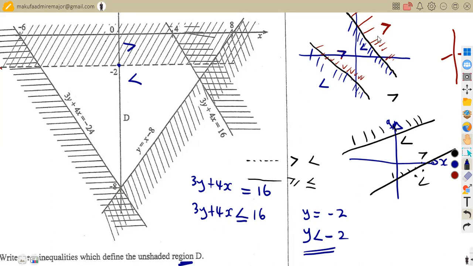If you know this idea, these are the only presentations of a straight line. It can have a positive gradient or a negative gradient. That's all you need to know. All right, let's see this one, if it makes sense.